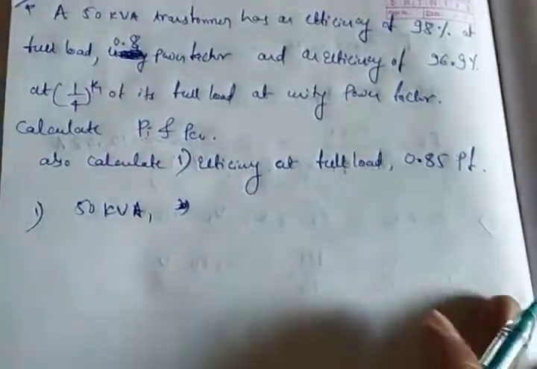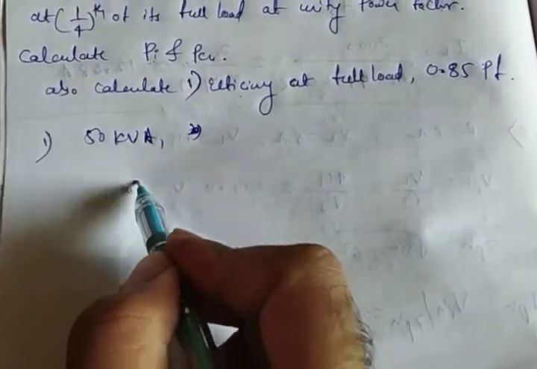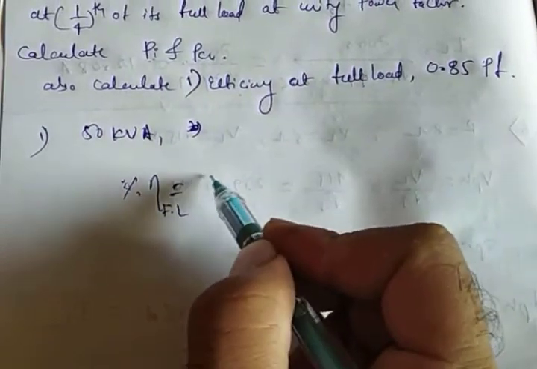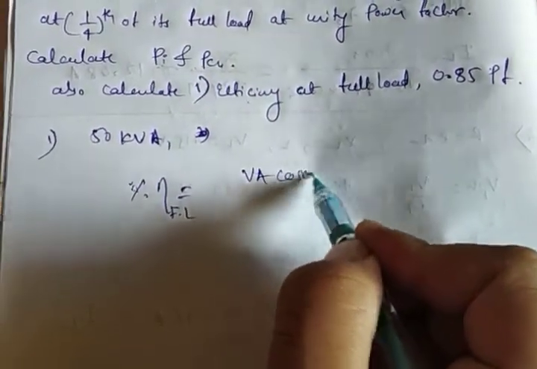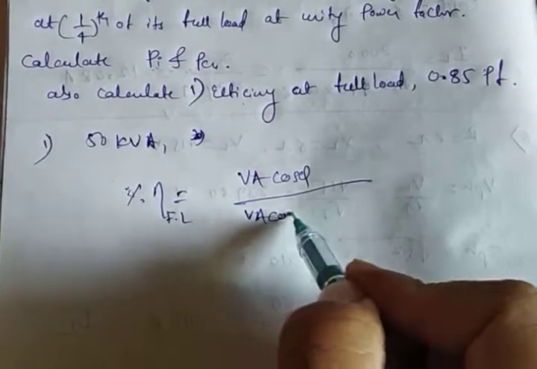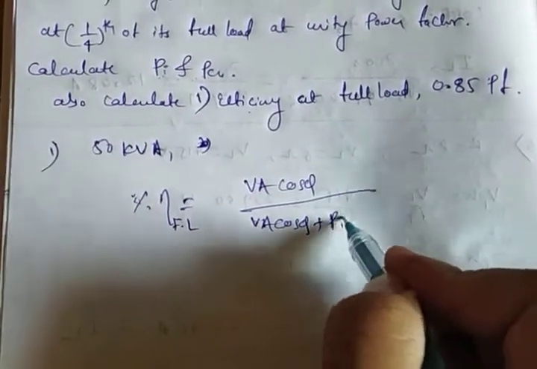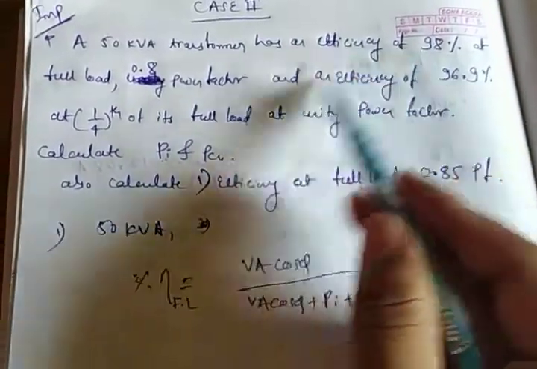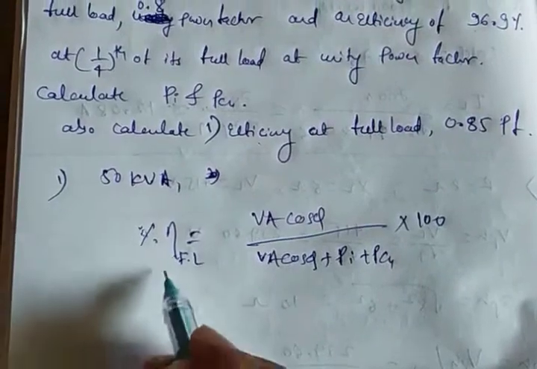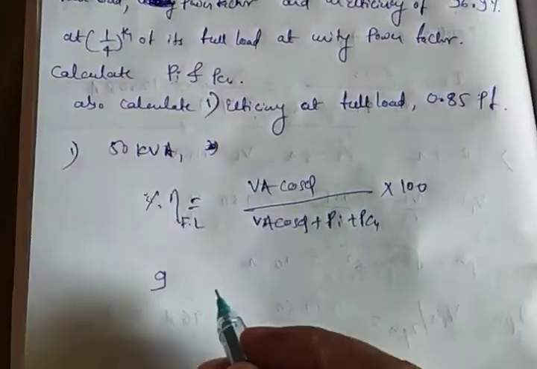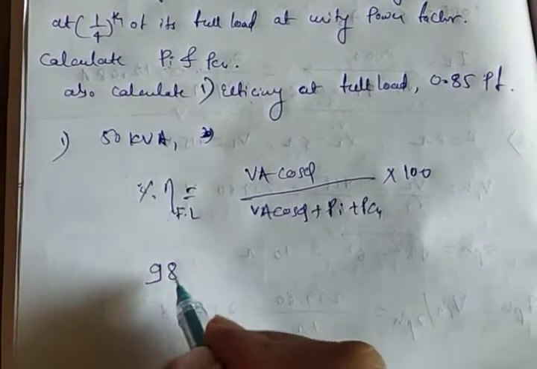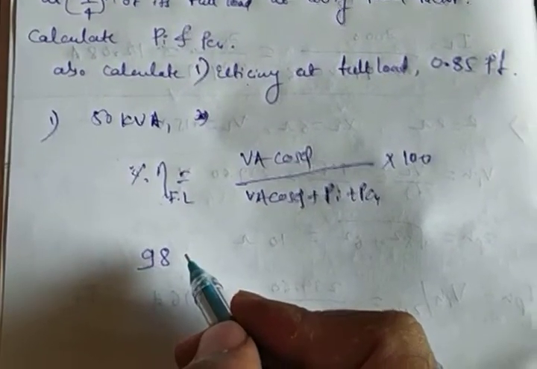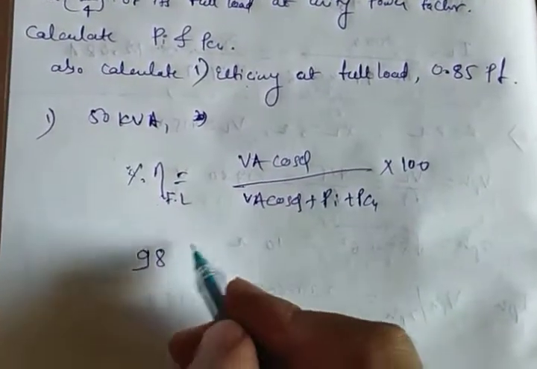See, the efficiency is already given, so I will write the efficiency formula at full load condition. The formula is VA cos phi divided by VA cos phi plus Pi plus PCU, for full load. And how much is it given? 98%. So this LHS side is already given. 98% means 98 by 100. Already 100 is multiplied here, so simply write the 98 here.